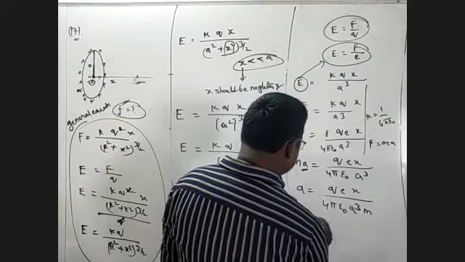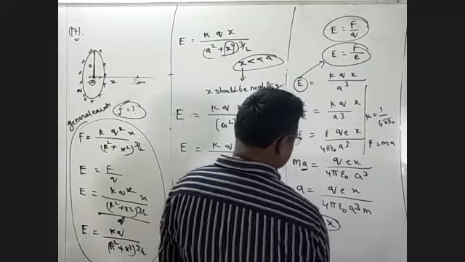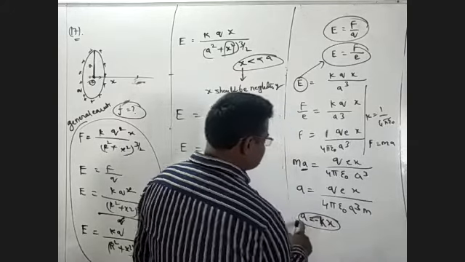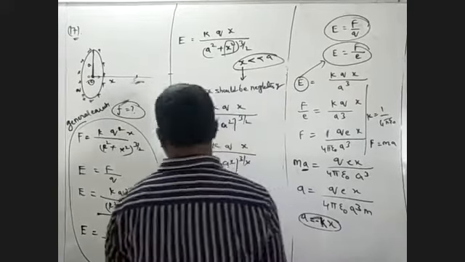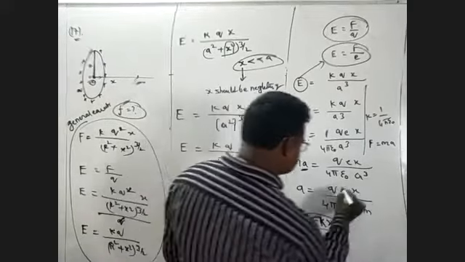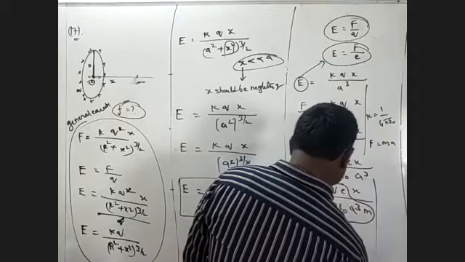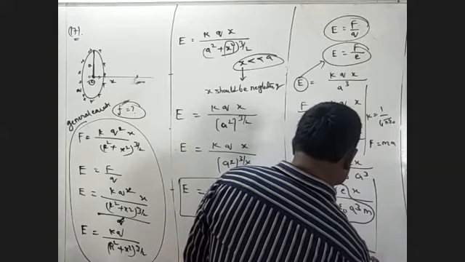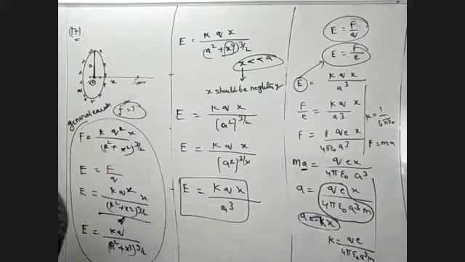A is directly proportional to x. A is equal to minus k x. A means acceleration, x means displacement. A and x are in opposite directions. What is the value of k? k is equal to Qq by 4 pi epsilon naught a cube m. That is the k value.